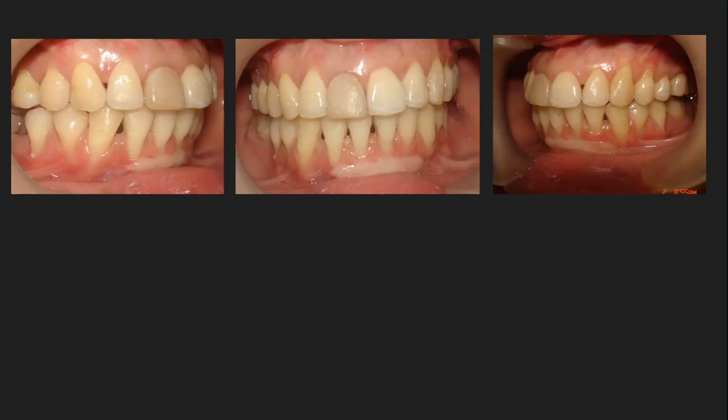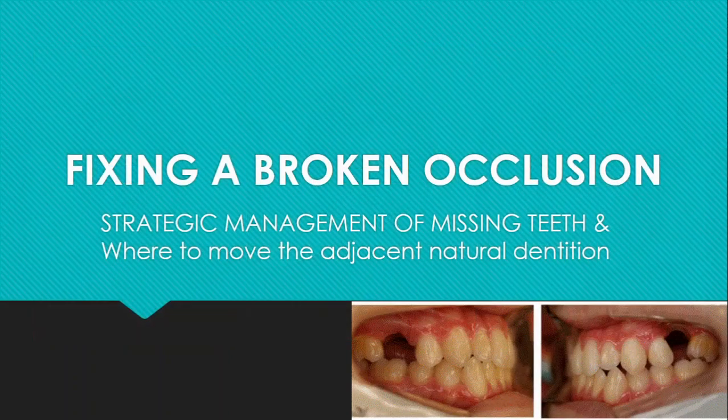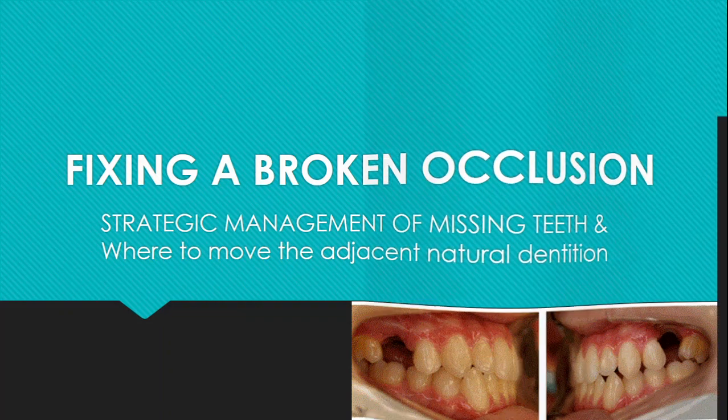In particular the periodontitis and also the loss of attachment here in the anterior region. Okay, so essentially this is where skeletal anchorage can help and make the treatment a lot faster in achieving your objectives. Okay, the second aspect of fixing a broken occlusion is in the strategic management of missing teeth, particularly to decide where to move the adjacent natural teeth.